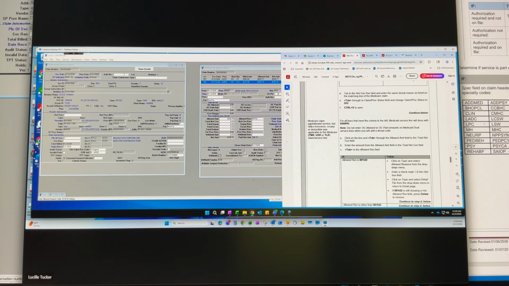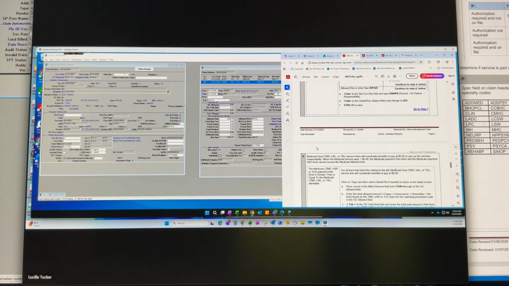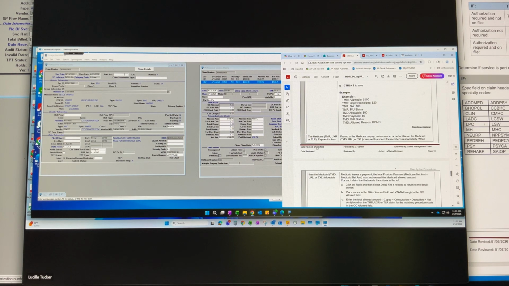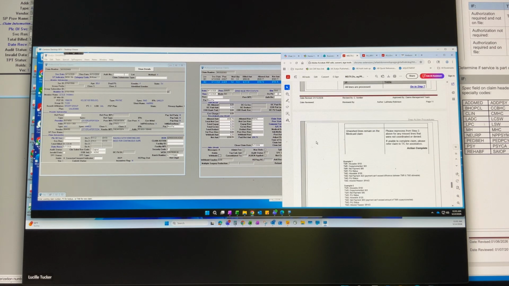Medicare claim paid and allowed services, but no cost share, no copay, and no deductible was applicable. This is us. All the lines that meet this criteria on the Medicaid service line will be denied DNNPR. We do not enter OC allowed or OC paid on the Medicare dual service lines when you add this denial. Now this claim is going to be relatively easy.